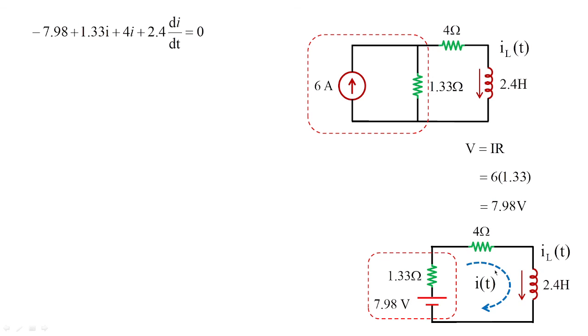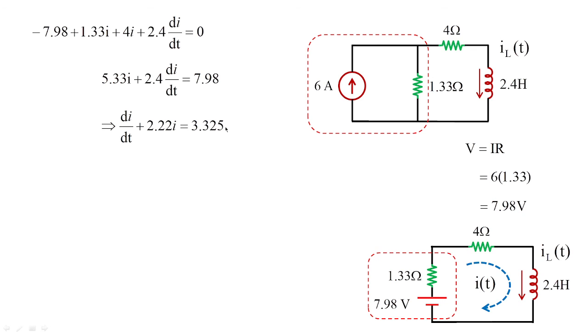Now I'm going to apply KVL to this. So I have minus 7.98 volts plus 1.33 times I of t plus 4I plus 2.4 di by dt. So this can be simplified as 1.33 plus 4, which is 5.33I, plus 2.4 di by dt, equal to 7.98. In fact, this can be changed to a non-homogeneous equation, which is di by dt plus 2.22I equal to 3.325. Now, this is in the form of di by dt plus pI equal to q, where p is 2.22 and q is 3.325.